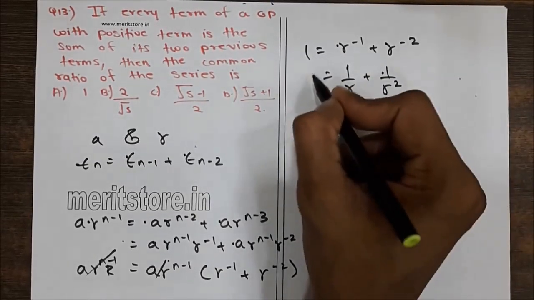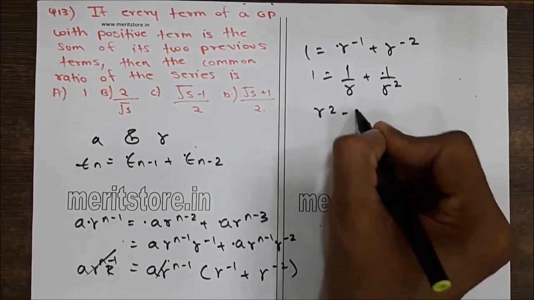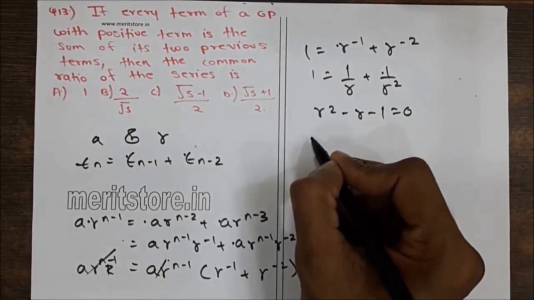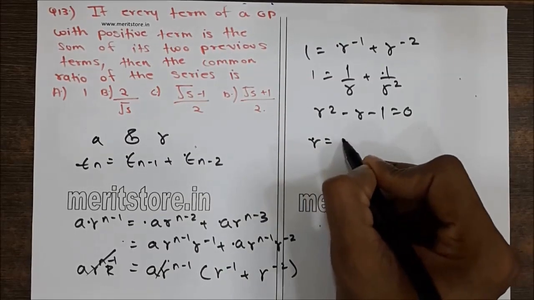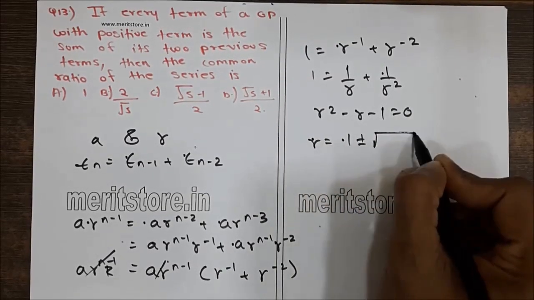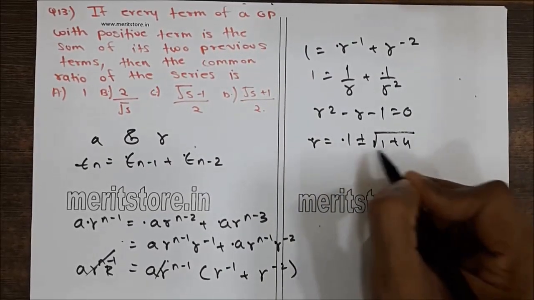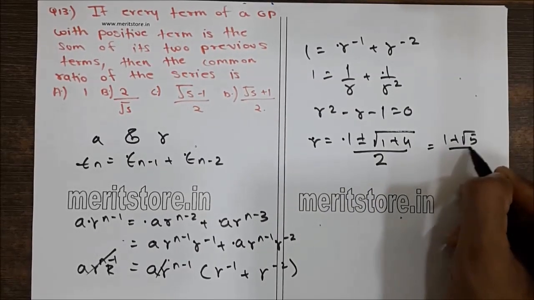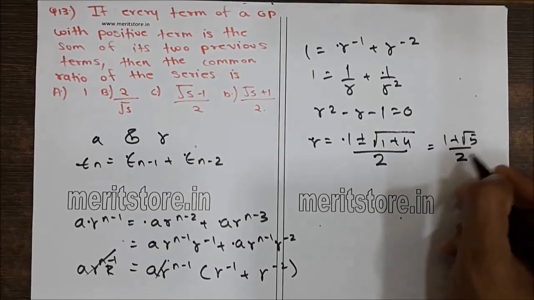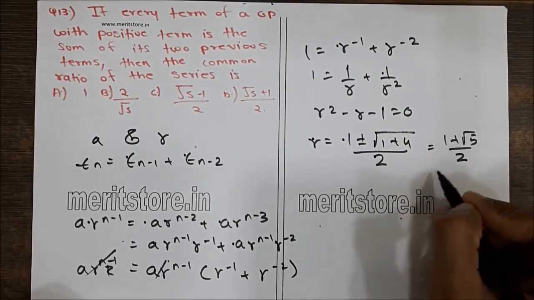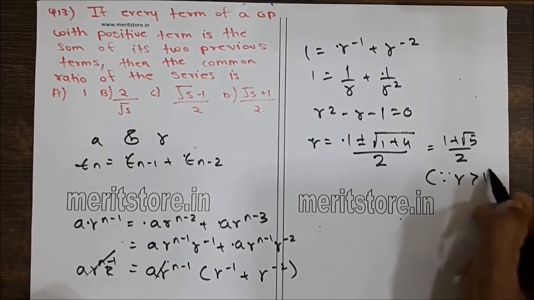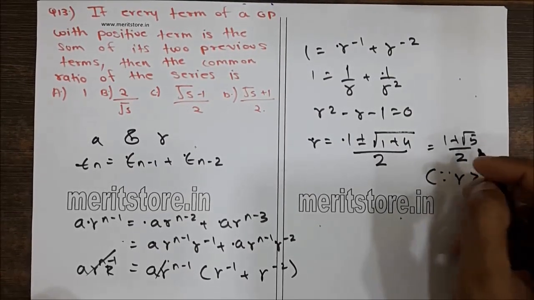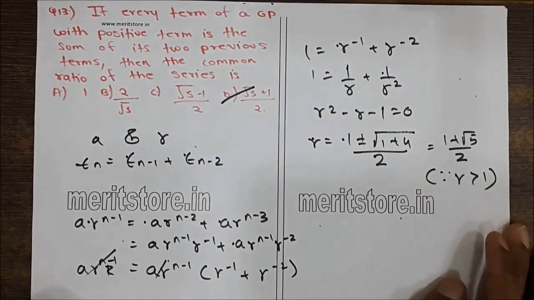So solving this, we get r² − r − 1 = 0. We take the root of this and solve for r, which gives r = (1 ± √(1 + 4)) / 2, which we get as (1 ± √5) / 2. Taking only the positive one, where we see that r is greater than 1, so (1 + √5) / 2 is the answer, which is our option D. Option D is the correct answer.